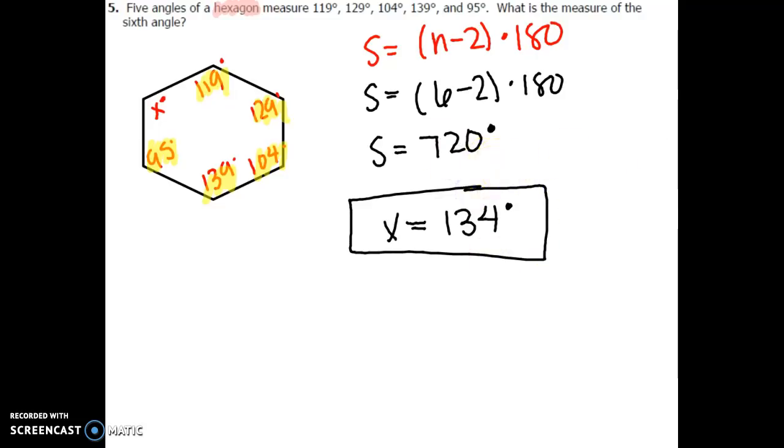All we did there was say 720 minus, I think it's 586 added up. That should have given you 134 degrees. So you can do either way: add them up, then subtract them, or subtract them along the way. It's really up to you.